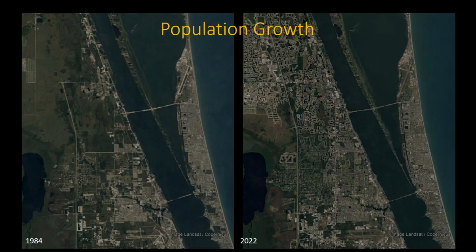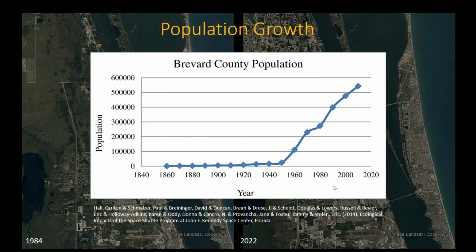And so globally, right, we're seeing these declines in seagrass habitats, and much of it is related to population growth. And so you're seeing here a section of the lagoon in 1984 and 2022, and so a huge difference in infrastructure. And when we look at the population of Brevard County, so that's the county we're in, the start of the space program led to this dramatic increase in population that's continued ever since. And with kind of this new space race occurring, we're seeing the population take off from even where it is today.